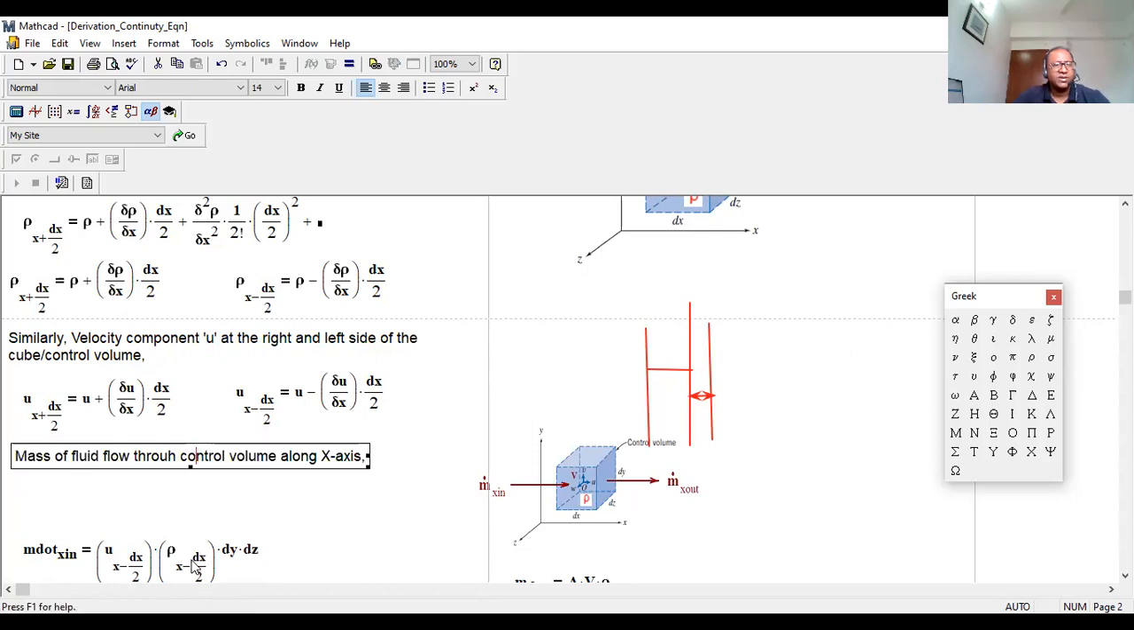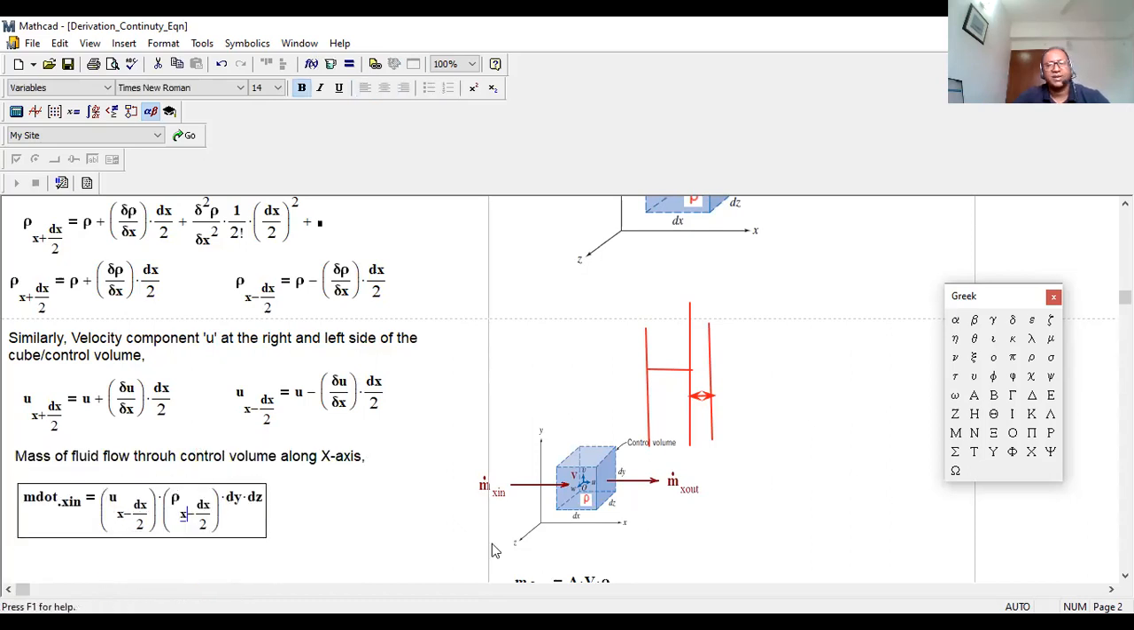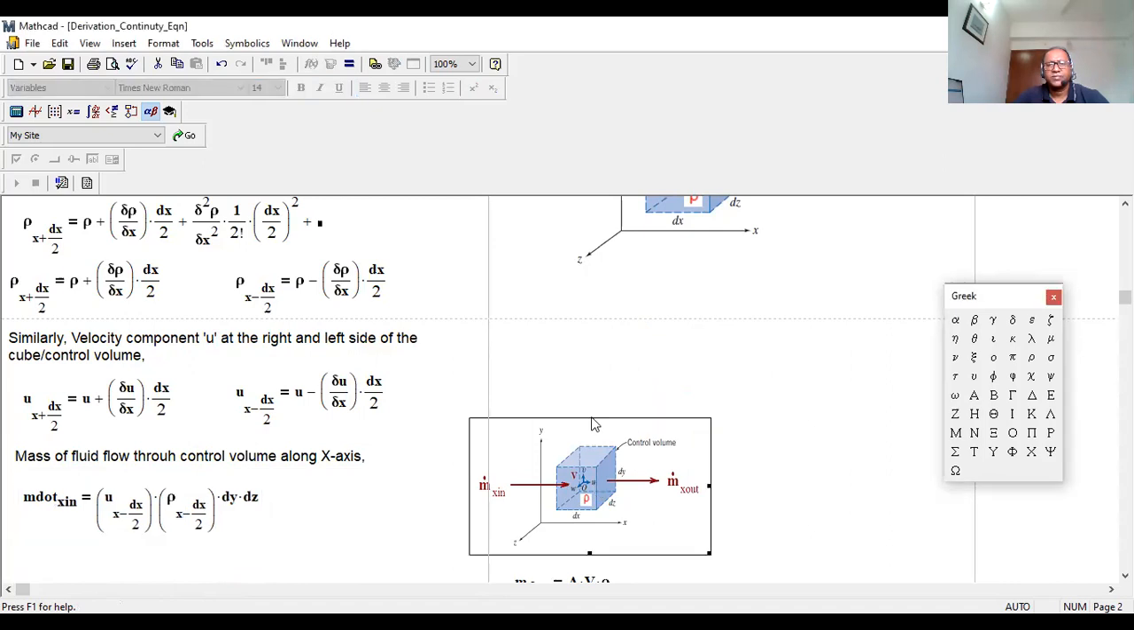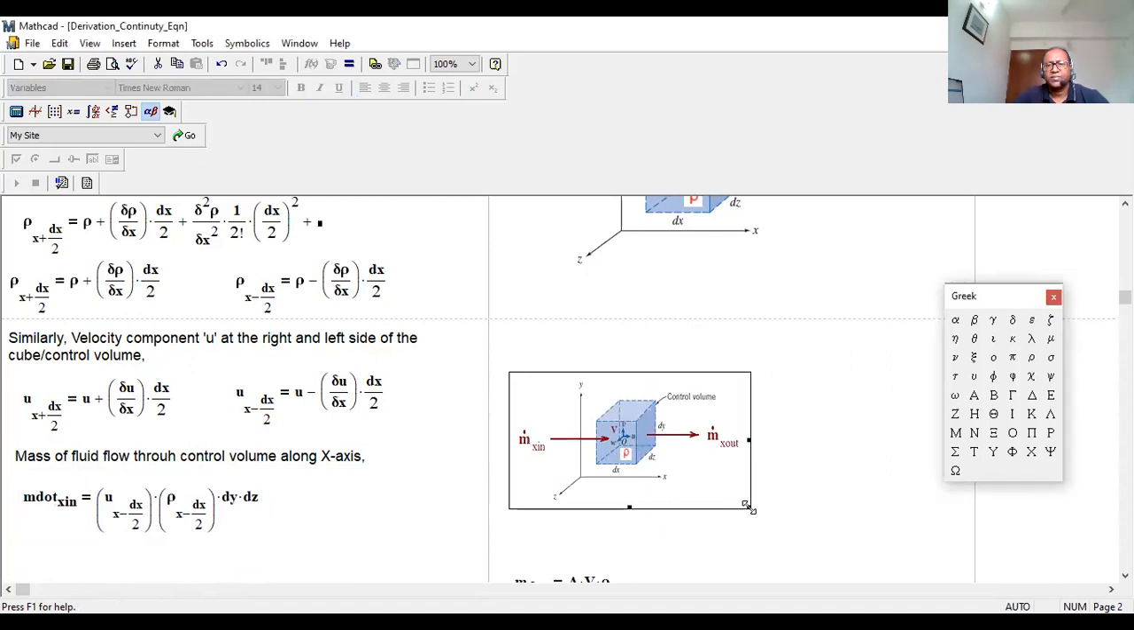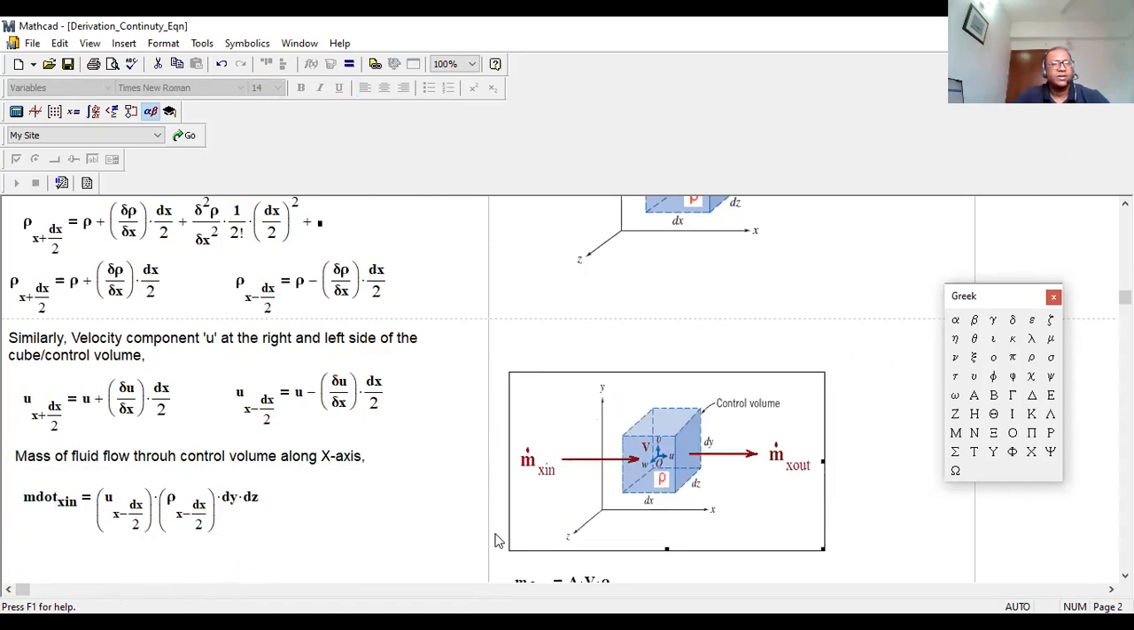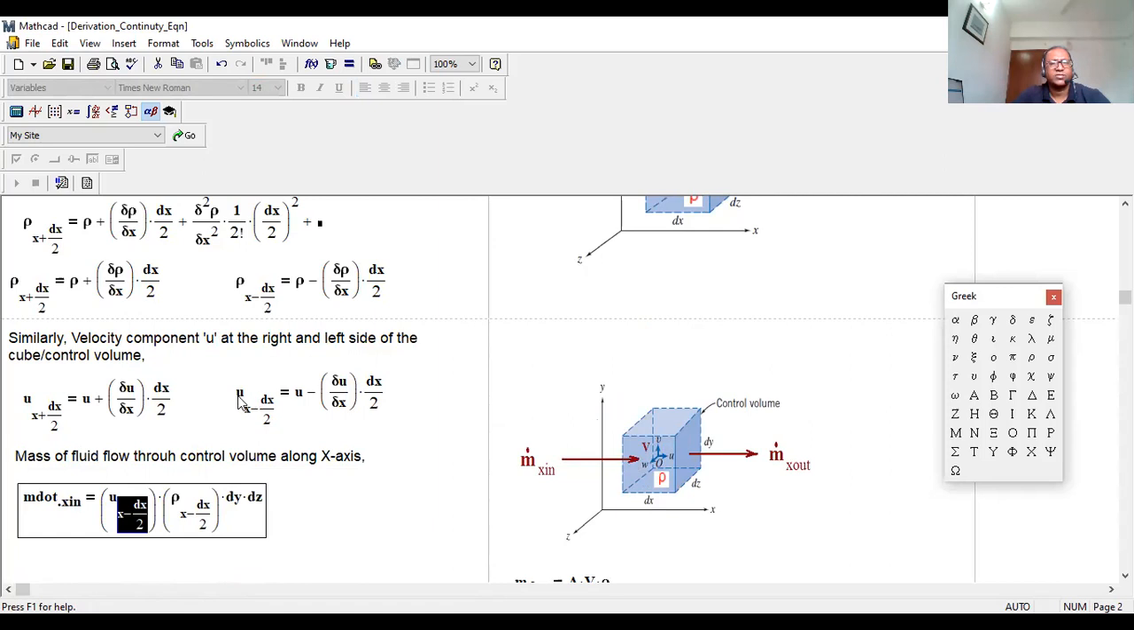Then I need to figure out m dot in, and how much mass is entering right over here. So if you'd like to figure out m dot in, what do I need? I need the velocity at the left side, this is my velocity. The density at the left side, which we figure out right over here, into the area at the left side, dy into dz, this area.